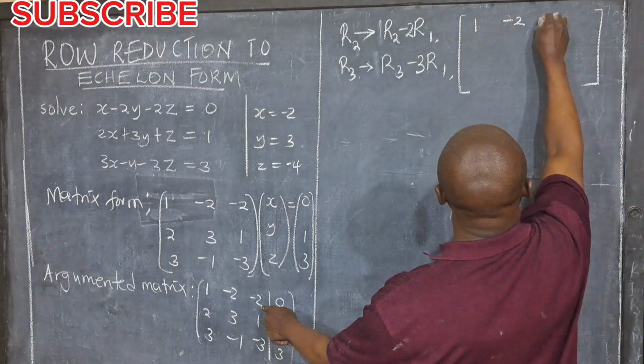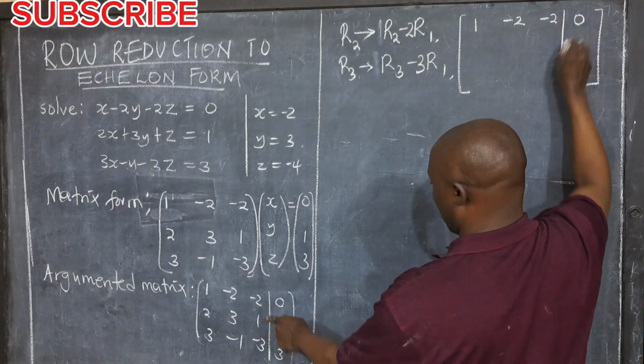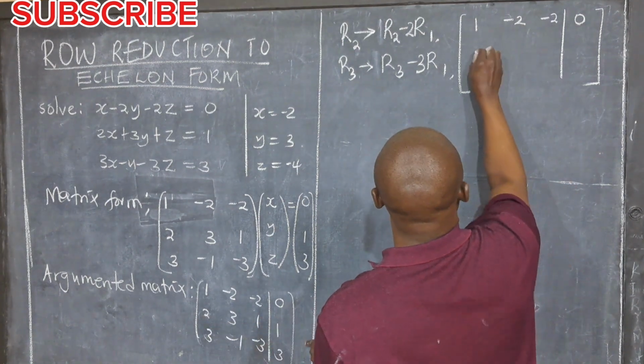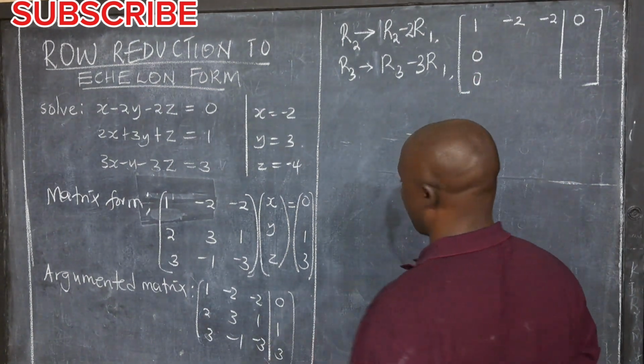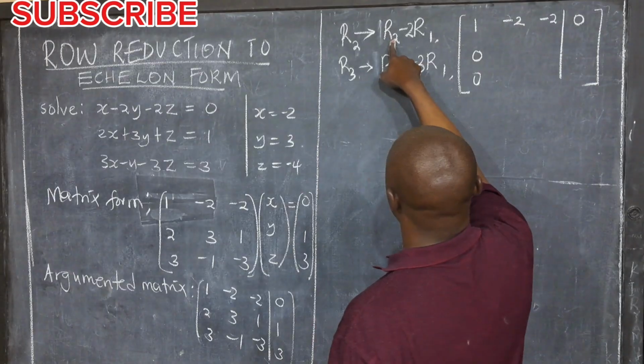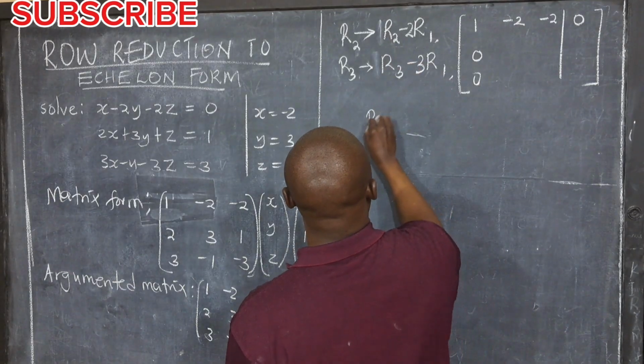This, -2, 0. So these are going to be 0 definitely. You don't need to waste time checking up. Now let's operate row 2. So I'm starting with row 2 here.